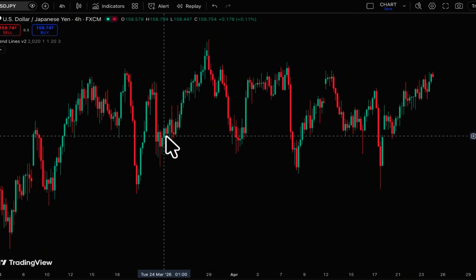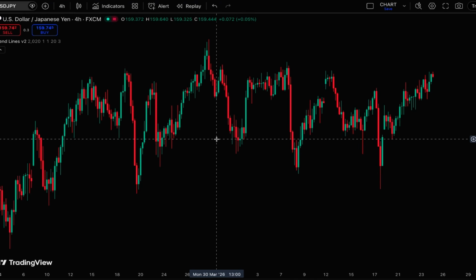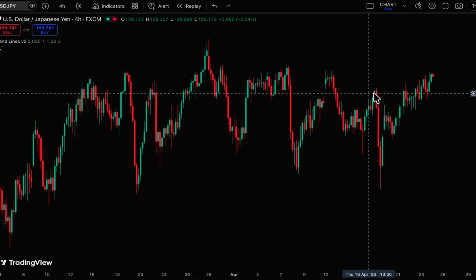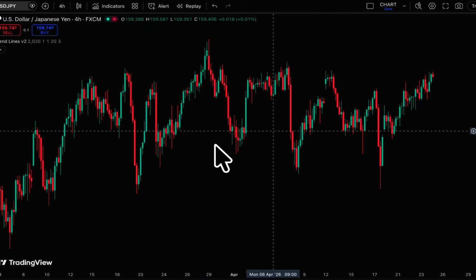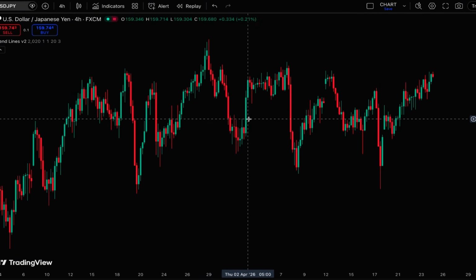But if, for example, there is no trend in the market and the price is in a trading range, the indicator also doesn't show any trend line, because for example here you can see that the price is not moving in the structure of an uptrend or downtrend, so there is no trend in the market.